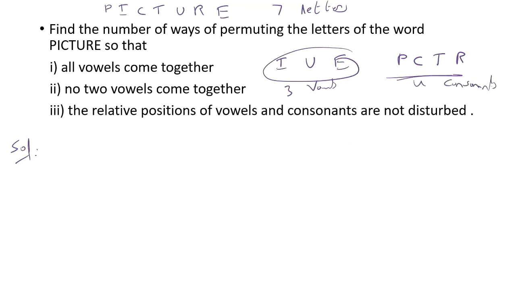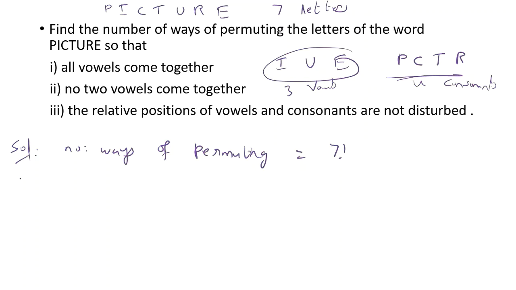Okay. So in how many ways we can permute the letters of the word picture? So number of ways of permuting the letters of the word is 7 factorial, because we have 7 letters and we can permute these 7 letters in 7 factorial ways, because the number of ways of arranging A, B, C, D is equal to 4 factorial, because we have 4 letters and we can arrange them in 4 factorial ways. So here we have 7 letters, we can arrange them in 7 factorial ways.